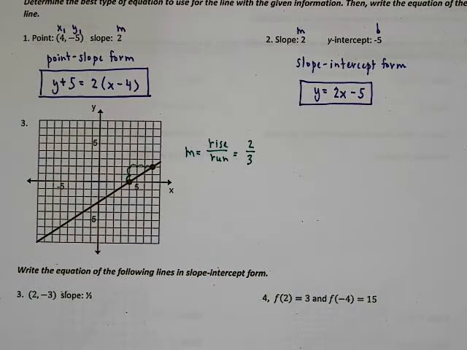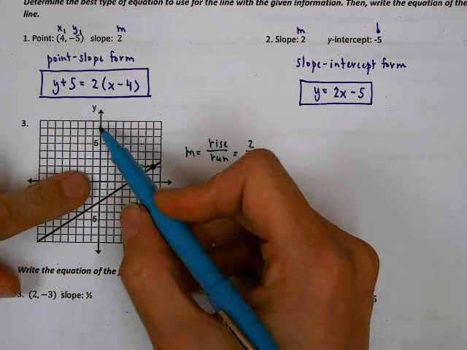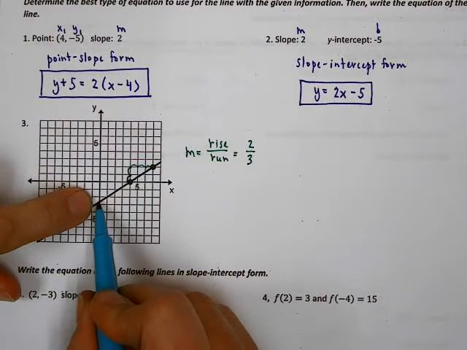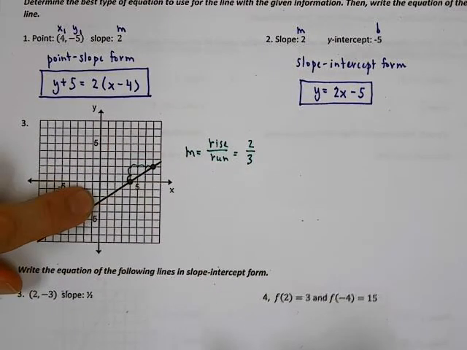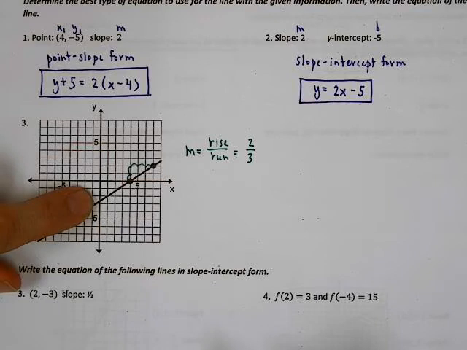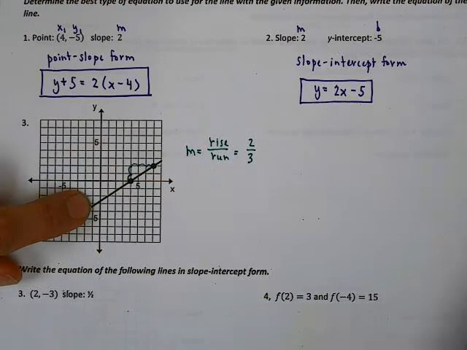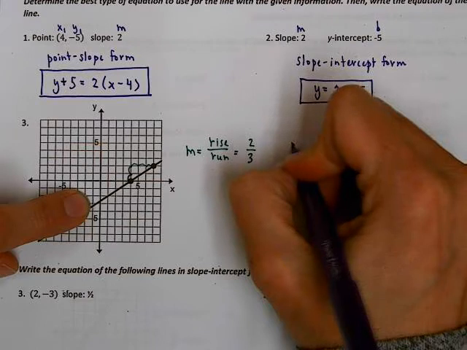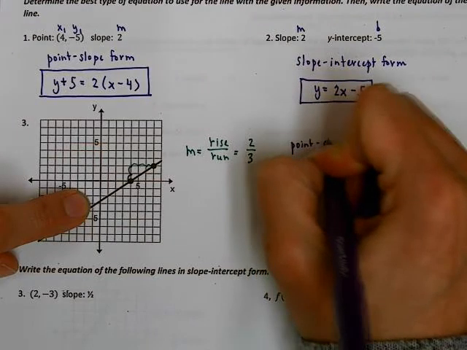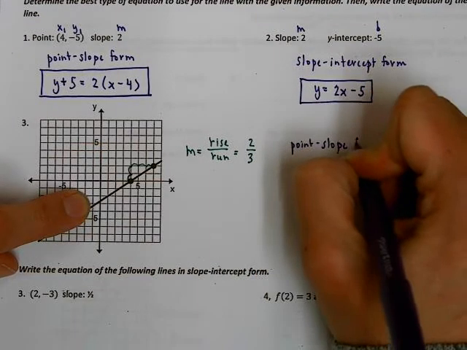My first guess is that I'm going to try to use slope-intercept form. But I notice my y-intercept isn't a nice number. I would have to approximate that, which we don't want to do. So I know slope-intercept form is not an option because I don't know the exact y-intercept. So in this case I'm going to have to use point slope form.